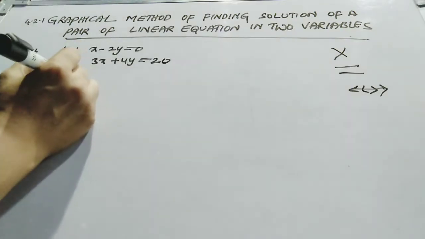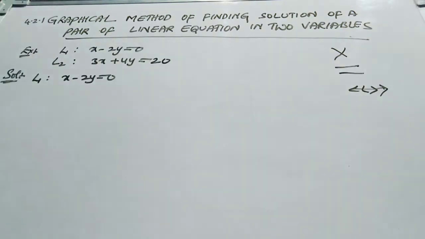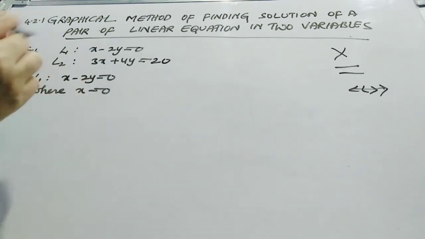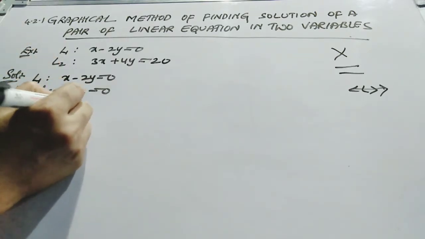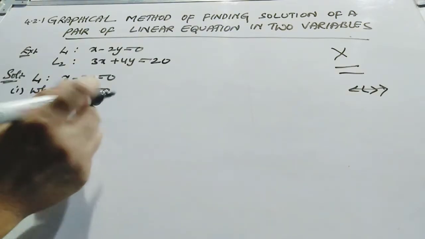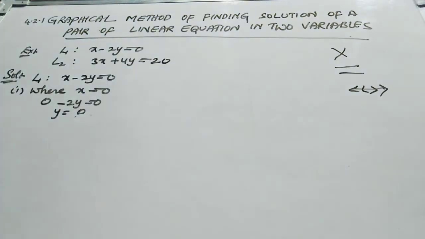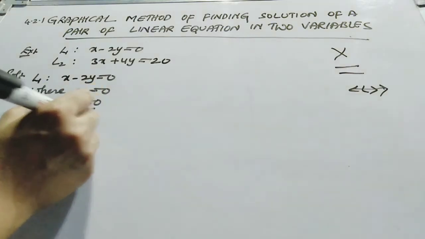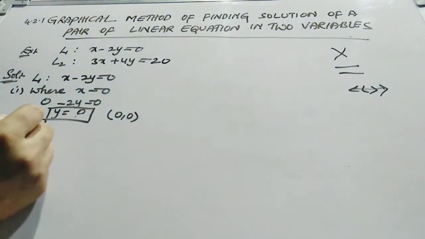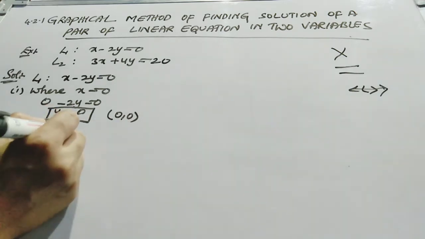What is your L1? x minus 2y is equal to 0. Let's take x equal to 0. Substitute: 0 minus 2y is equal to 0. What is your y? y equal to 0 by 2, which means y is equal to 0 only. So one value is x is 0, y is 0, which means the coordinate is 0 comma 0.